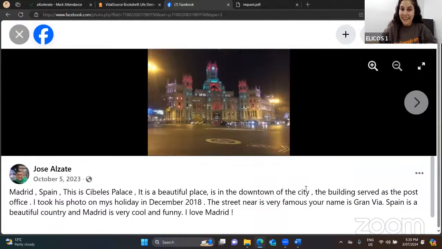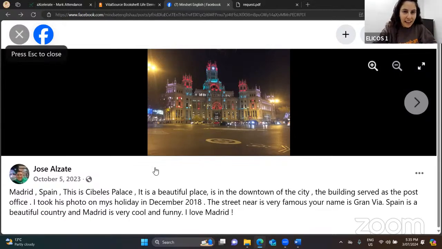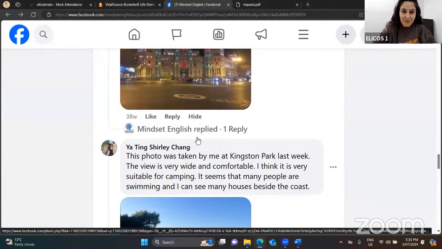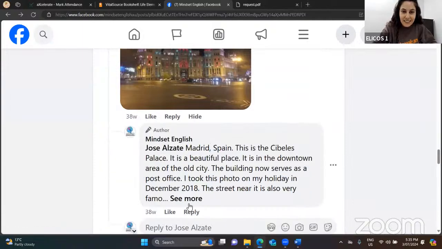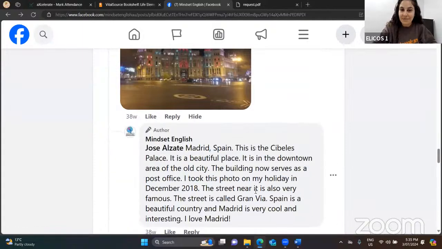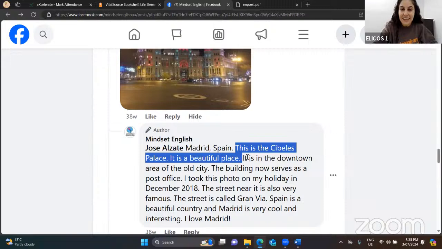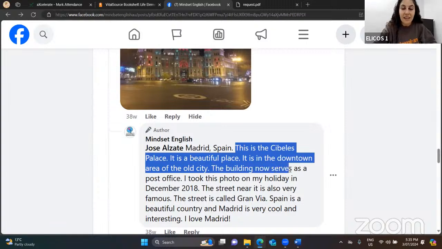So this is Jose. He shares with us this picture. So you could see there's a building. It looks like it's at night. And this is what Jose said. So Jose said, Madrid, Spain. This is the Cibeles Palace. It is a beautiful place. It is in the downtown area of the old city. The building now serves as a post office.